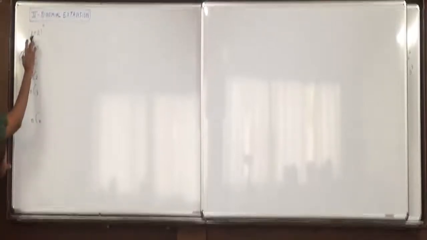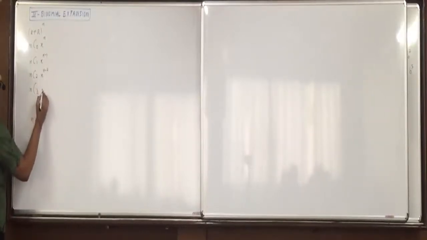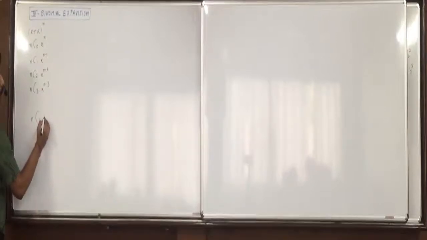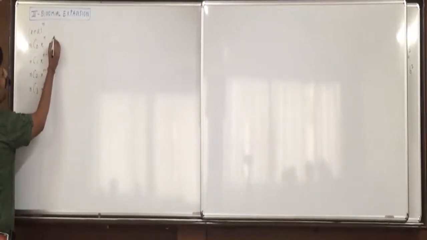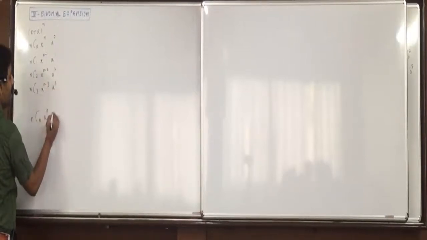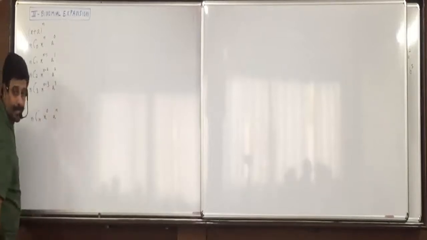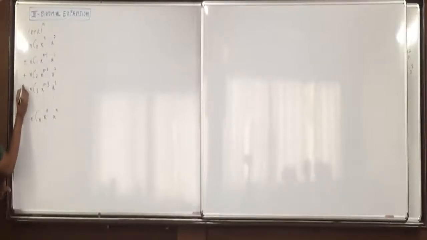Now what is the first variable? We'll start with x raised to n, then n minus 1, n minus 2, n minus 3, and you'll go up till x raised to 0. Okay, keep on decreasing the power up till 0. What is everything raised to 0? 1. And second variable a, you'll start with a raised to 0, then 1, 2, 3, up till n. What is the sign in between? So everywhere you will have plus.